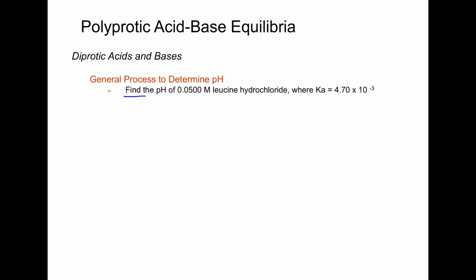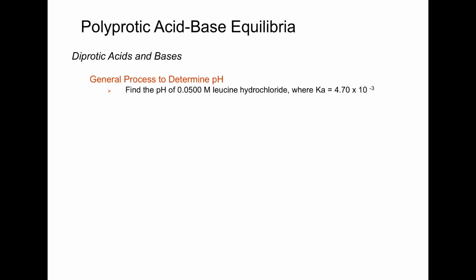So we're going to find the pH of 0.05 molar leucine hydrochloride, so that's the H2L+, and it gives us the Ka here. The first thing that we want to do is organize our data. We are trying to find the pH. To get to the pH, we need to find the hydrogen ion concentration, and what we usually do to find that is use something like an ICE table. So that's going to be our first step here.